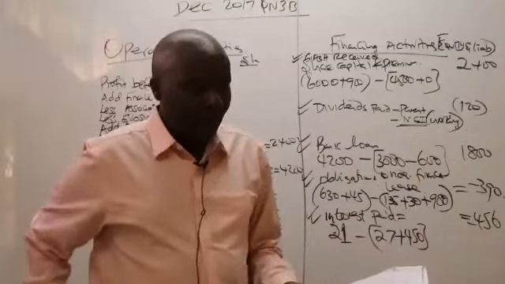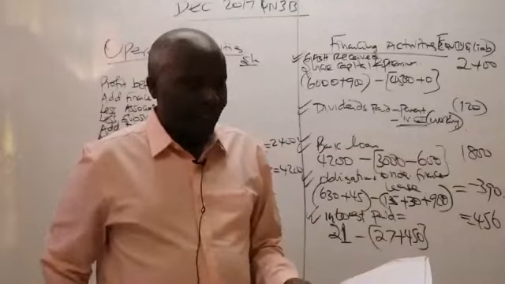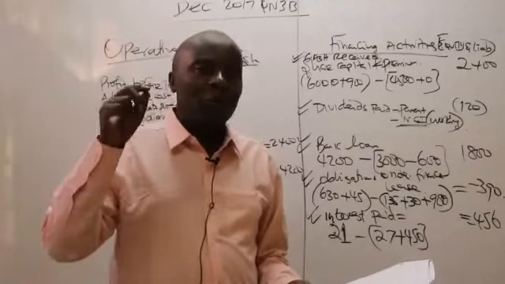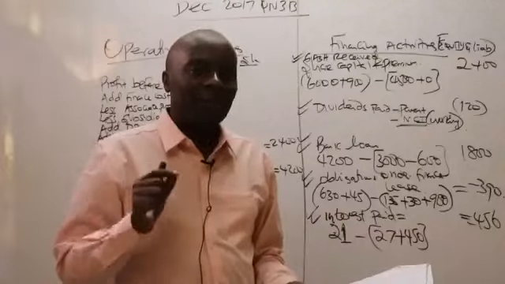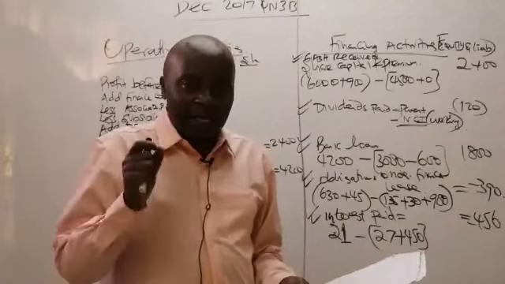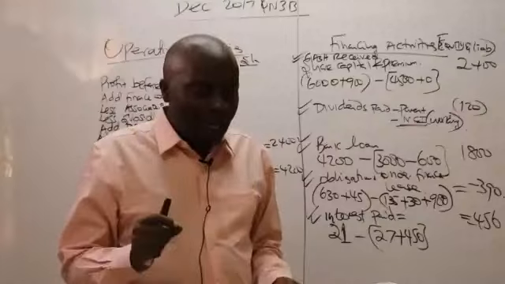So you say negative 144, the tax that was paid. Please don't work with the tax that was in the income statement only. No. That is tax for the year.